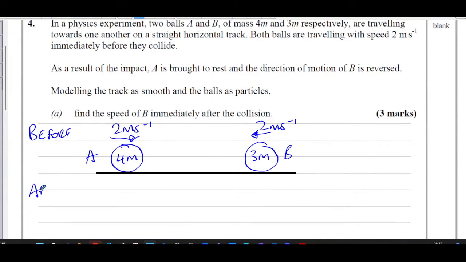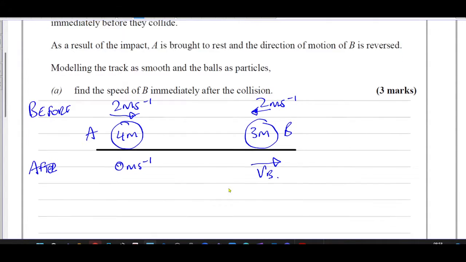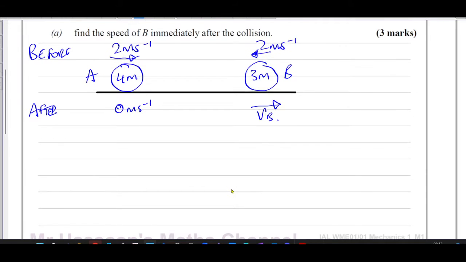So after the collision, A is brought to rest, so this is going to be going at 0 meters per second. And B's direction of motion is reversed, so it's going to be going in this direction. We have to find the speed of B after the collision. So now we can just use the fact that there's conservation of linear momentum.